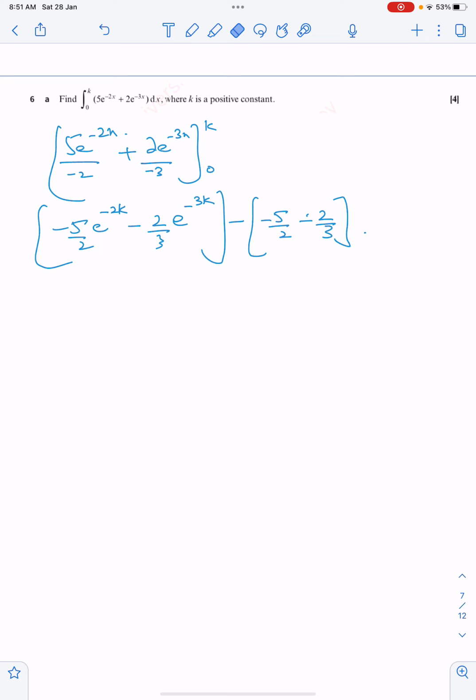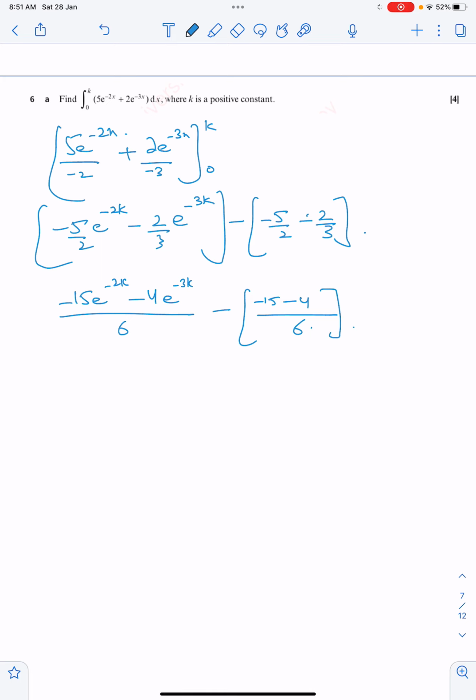Okay, let's solve it. I can take out the LCM, which is 6. 3 times minus 5 is minus 15, e to the power minus 2k; minus 2 times 2 is 4, e to the power minus 3k. Let's solve this also. Minus 19.